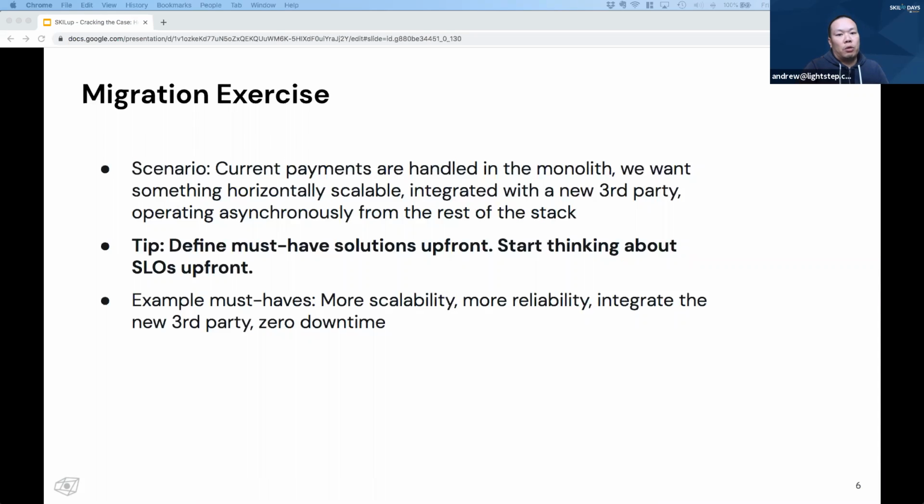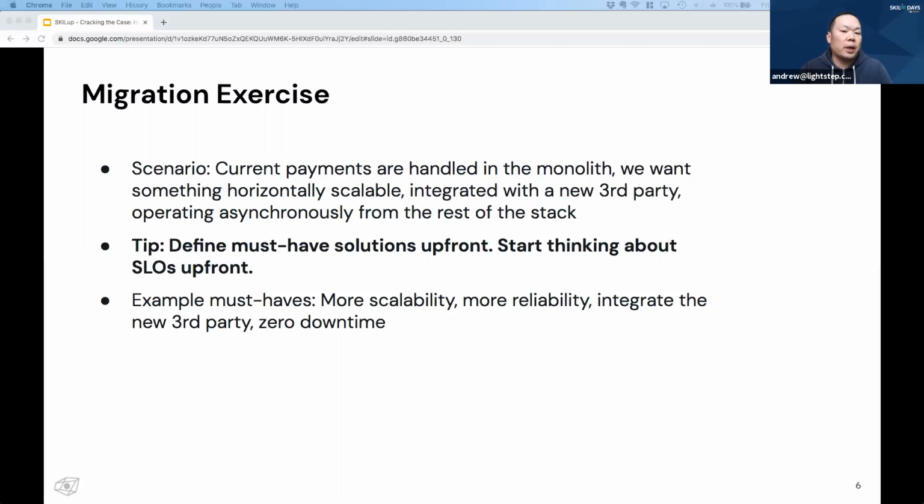So let's talk through the migration process. We know that we want to separate the payment functionality from the main monolith. We want the new service to be horizontally scalable, integrate a new third-party payment processor, and simply operate asynchronously from the rest of the stack. In order to achieve this, let's talk through some of our considerations and tips that one should take.